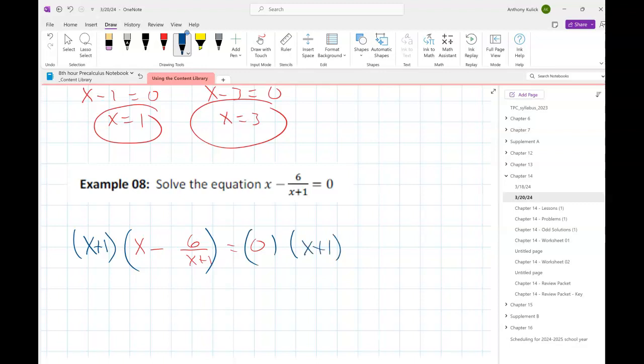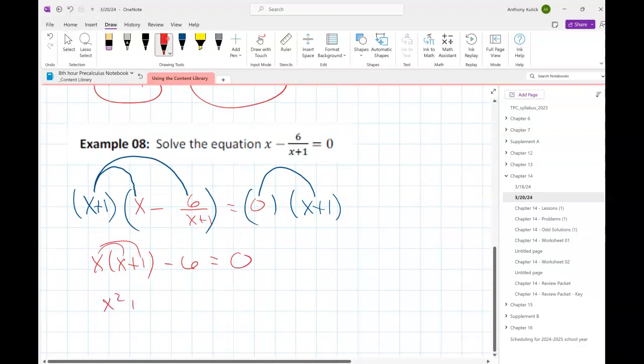All right. So here's the deal. When I distribute the x plus 1, I'm going to distribute it as one thing. So x times x plus 1, well, that's that. What do I get when I do x plus 1 times negative 6 over x plus 1? Negative 6. And when I multiply it to 0, I just get 0. Okay? So now I just distribute this stuff through.